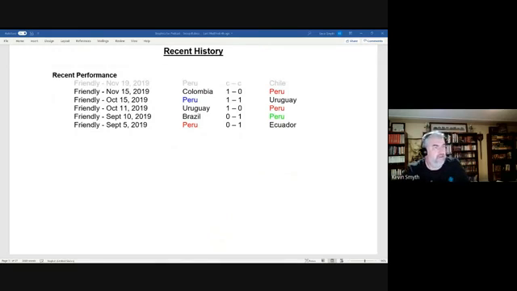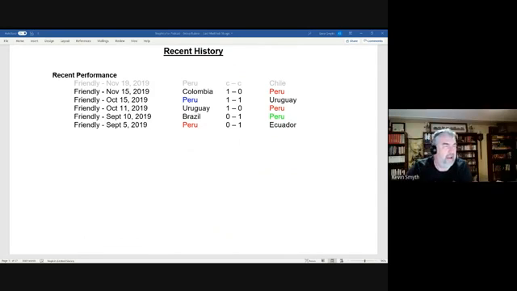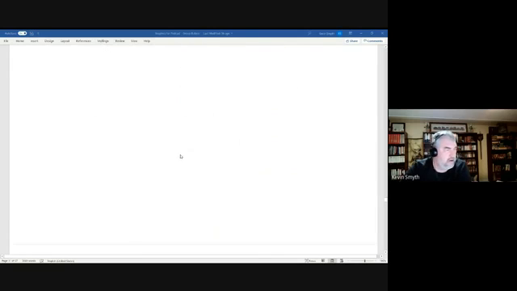The friendlies in 2019, Connor? Yeah, not too much to speak of there. Again, mostly playing friendlies against other South American teams, but they did beat Brazil 1-0 on the road in September 2019. So that was a good result, but they have lost most of their recent friendlies, mostly by a score of 1-0. Yeah, a bit of payback for losing in the final the previous summer.